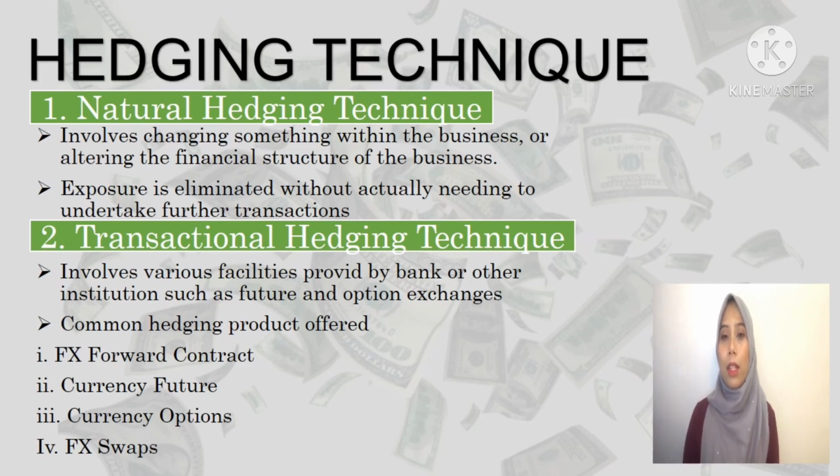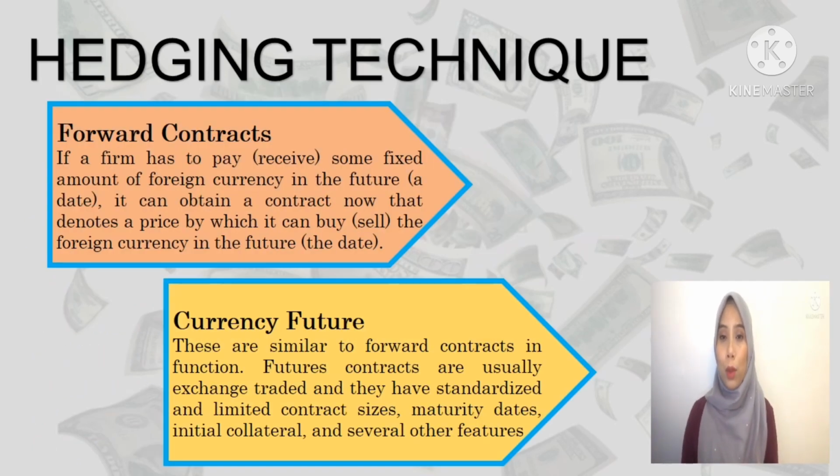Second is the transactional hedging technique that involves various facilities provided by the bank or other institution such as future and option exchange. Common hedging products offered are foreign exchange forward contract, currency future, currency option, and foreign exchange swaps. Let's go through the forward contract. A firm has to pay or receive some fixed amount of foreign currency in the future. It can obtain a contract now, setting a price by which it can buy or sell the foreign currency at a future date.